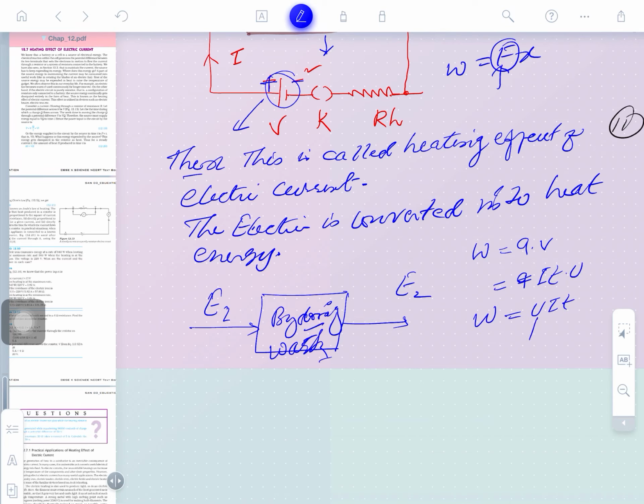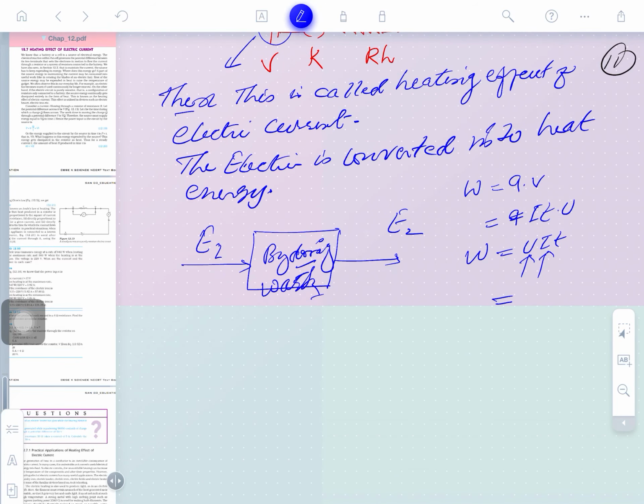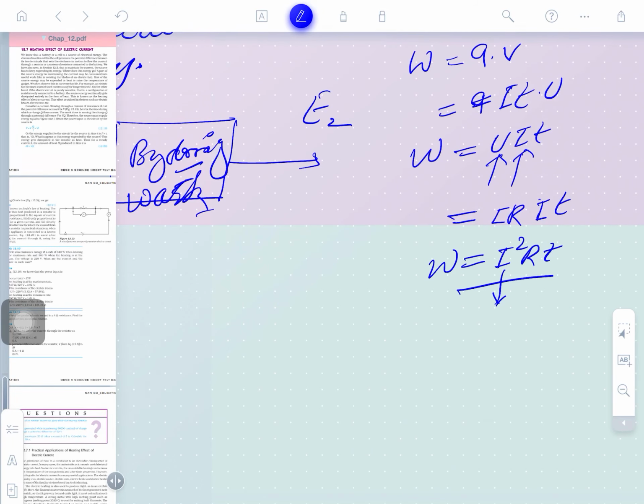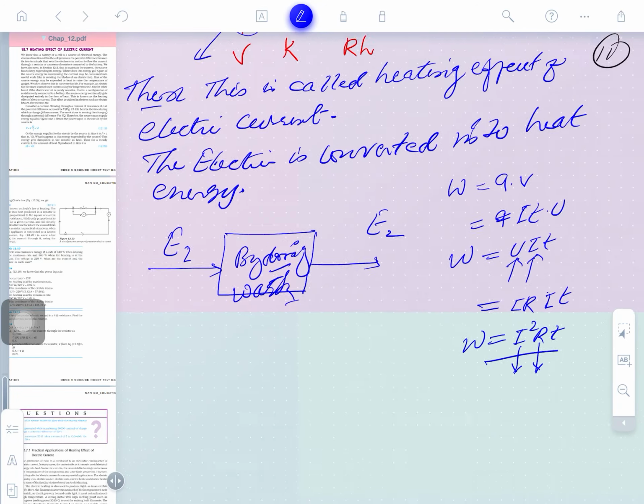So, we can see work done depends on the voltage and the current. By Ohm's law, in place of V we can write IR, and here I also, and T. So, the expression will be I square RT. You will understand here, and this is called the work done. So, work done depends on the current and the resistance. This has been given by the concept of Ohm's law, Joule's law.